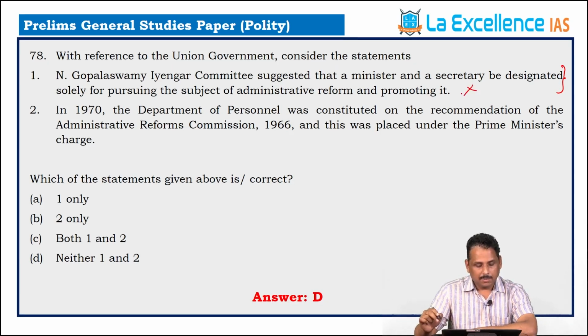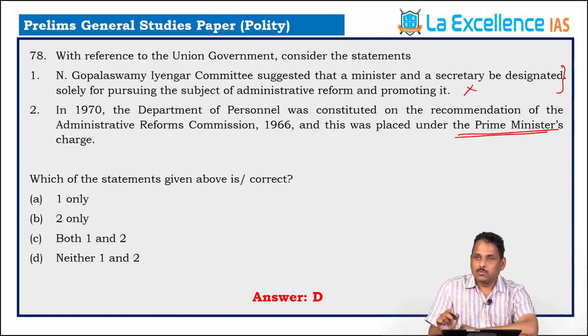And coming to this, the Department of Personnel came in 1970. It was based on the Administrative Reforms Commission's recommendation. That is, the Hanumantayya Committee was the first Administrative Reforms Commission, and it recommended the Department of Personnel. But it was not placed under the Prime Minister's charge. It was placed under the Cabinet Secretariat. So it is not under the Prime Minister's charge. That is what we need to remember. The Cabinet Secretary was watching this particular Department of Personnel. So that's why this statement is also wrong.